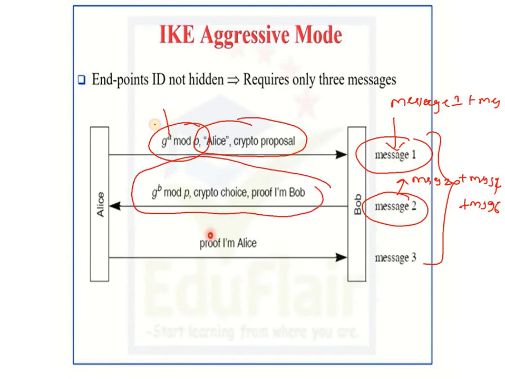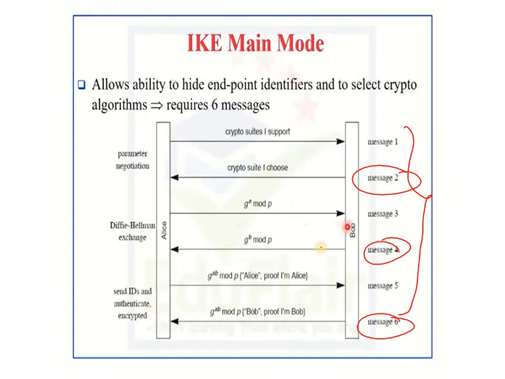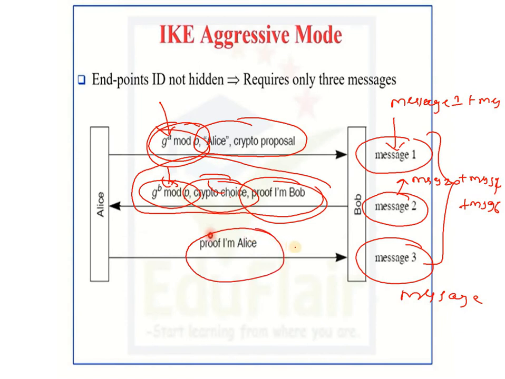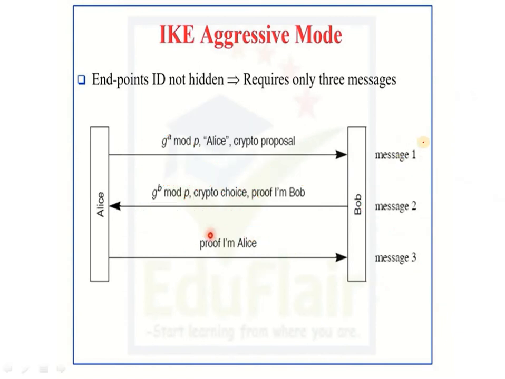So you can see here, half of the Diffie-Hellman key exchange here and another half here. And then negotiation is also there. You can see the crypto choice, and we have authentication here. And this message 3 is just message 5 of the previous main mode. So like this, all 6 messages are combined together and made into 3 messages in the aggressive mode.